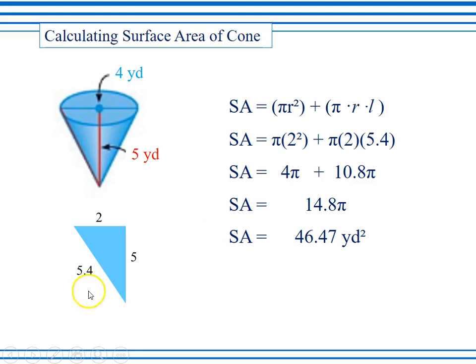There was an added step here because we didn't know the slant height. We had to use the Pythagorean theorem to figure out what the hypotenuse squared was and then find the square root of it.